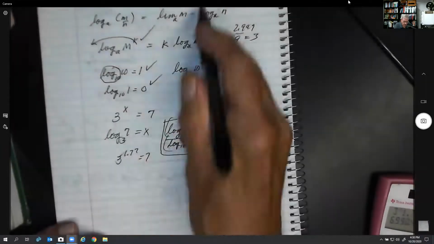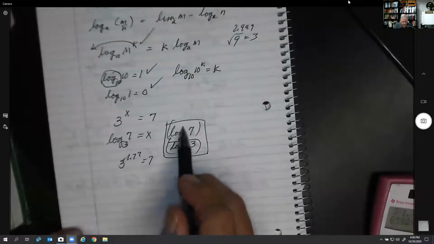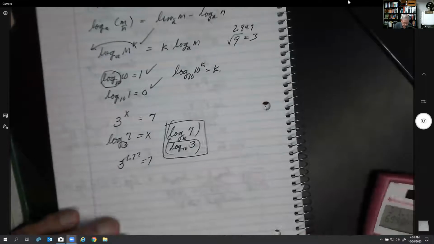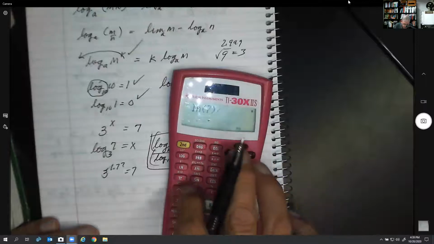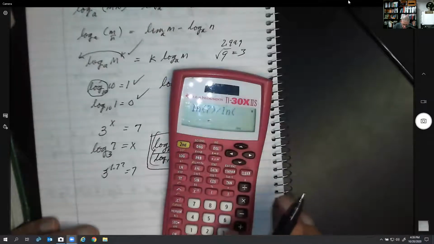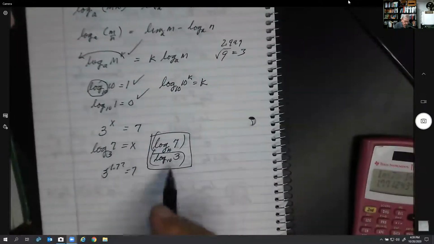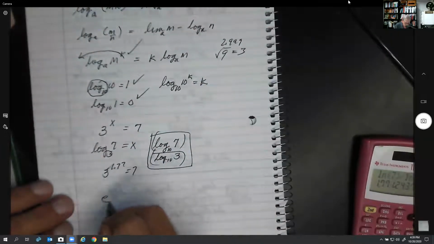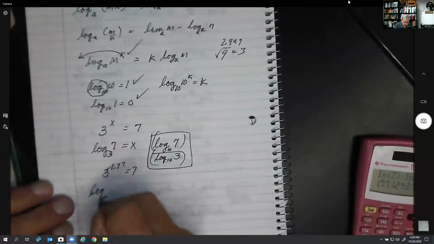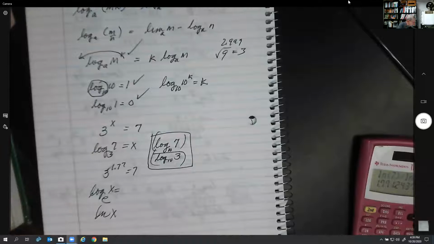Now, all these rules also apply to natural logs. So I could also do ln 7 divided by ln 3. Let's see if it works. ln 7 divided by ln 3. 1.77. See, it still works. So all these rules are the same for natural logs. Natural log, remember, is base e. Log base e of something. So this would be natural log of x. Okay, so that's a little theorem.